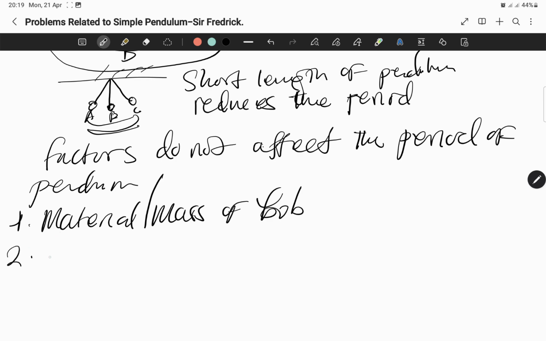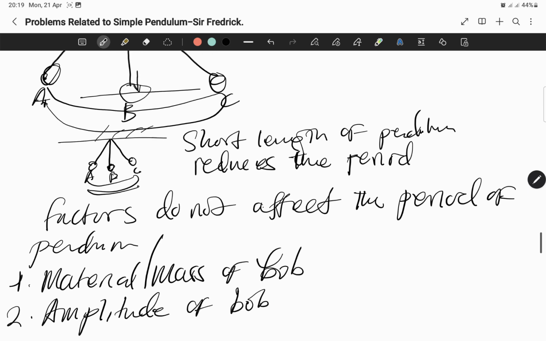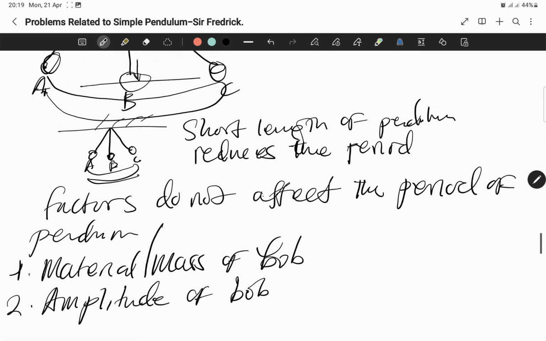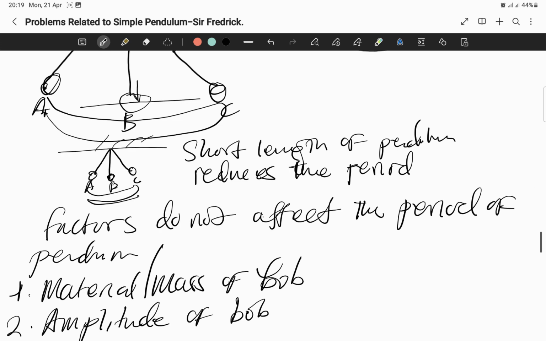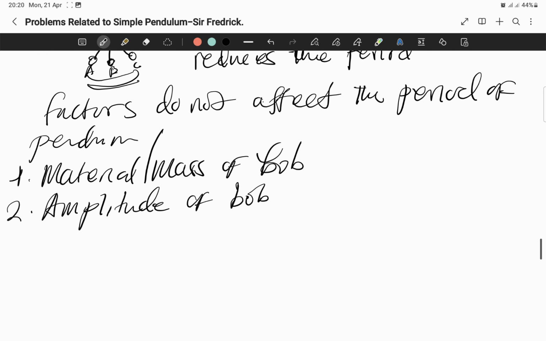Then the second one is the amplitude of the bob. Okay, what does it mean? Amplitude is the highest displacement of the bob from the resting position. So the resting position of the bob is believed to be point B. So that's A, B, C.